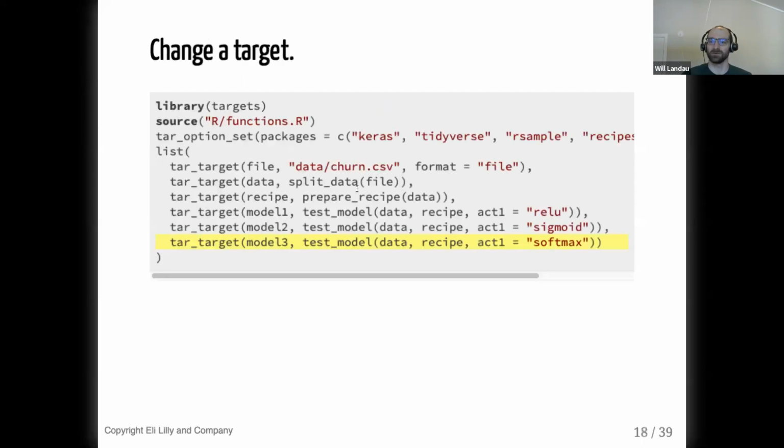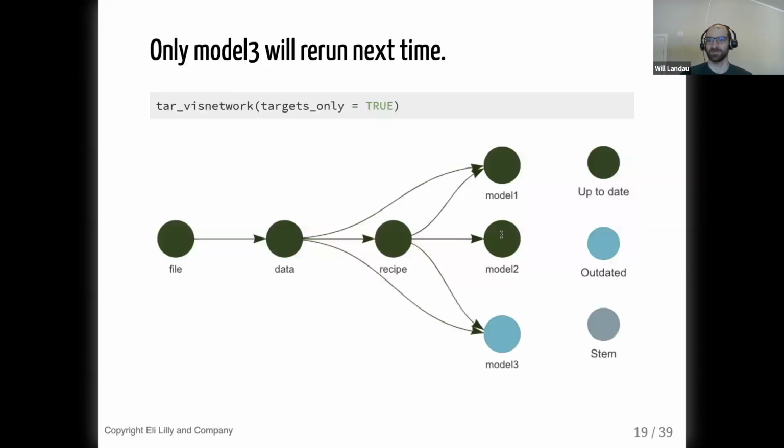So that is the first run of the pipeline. Suppose we change a target. So we change the architecture of our deep neural net for one of our models. We change the activation function of the first layer of this neural net in this case. What's going to happen is targets is going to notice. It's going to say, okay, most of our targets are still up to date in spite of everything, but because of that change to the command, one of our models is out of date.